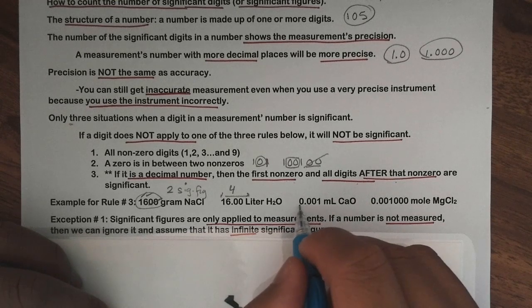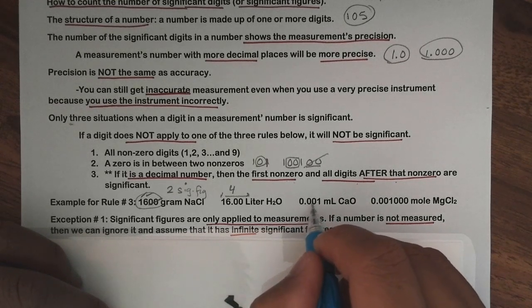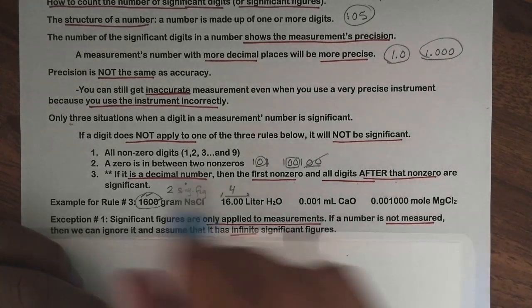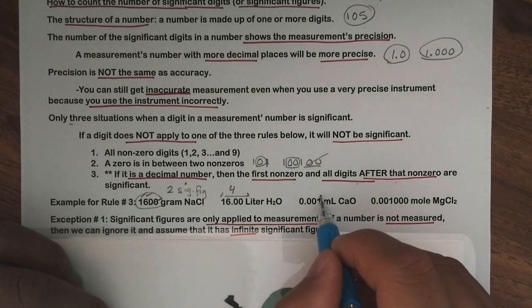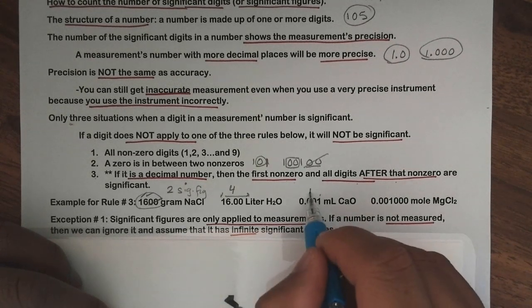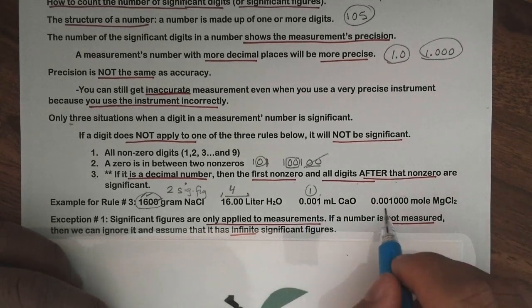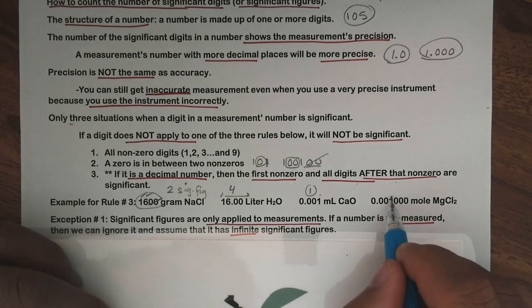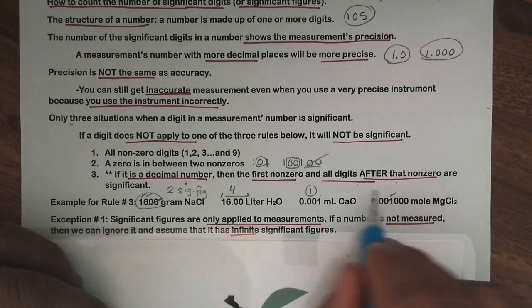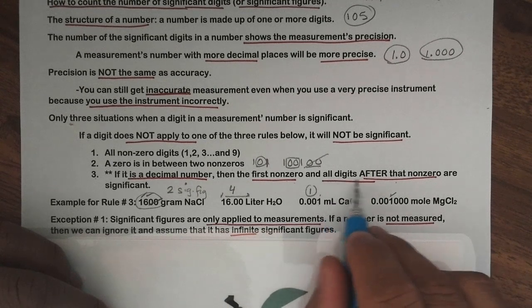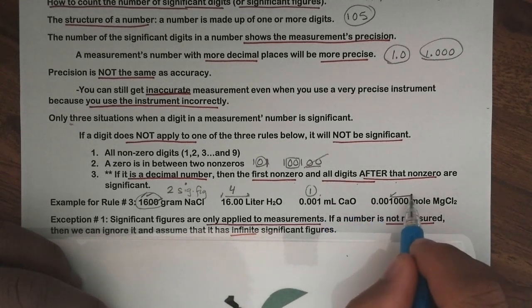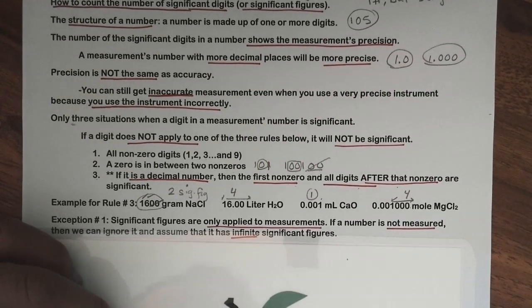Let's try another one. We have 0.001. This is a decimal, so go back to rule number 3. This is our first non-zero, and it's the only digit, with no digits after it, so it's only 1. Then over here we have another decimal. Notice how this is our first non-zero, and all the zeros and all the digits after that non-zero are significant. So in this case, 1, 2, 3, 4. Isn't that easy? However, there are 2 exceptions.